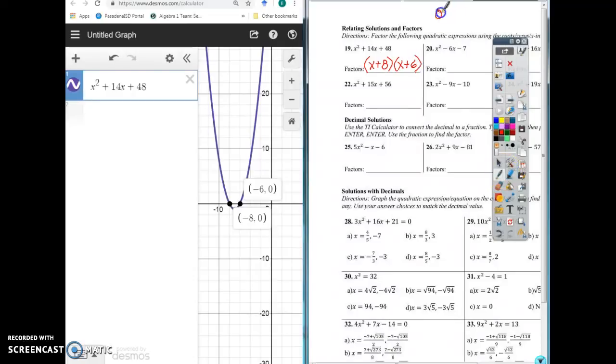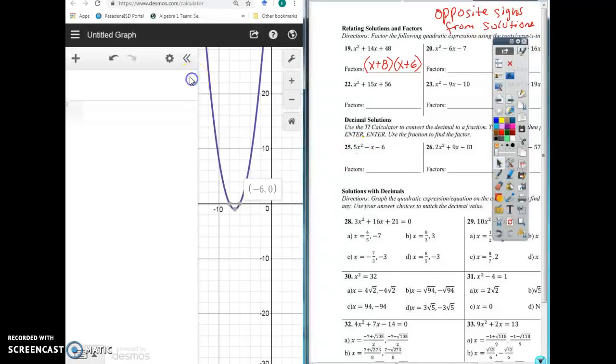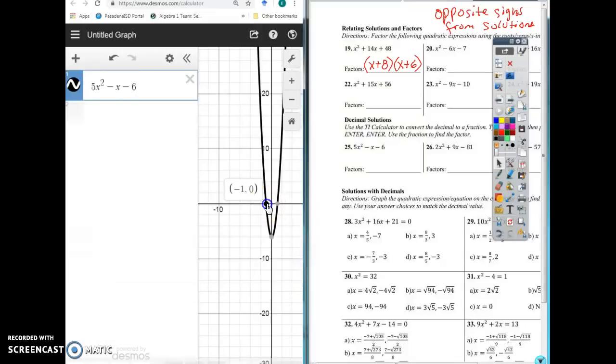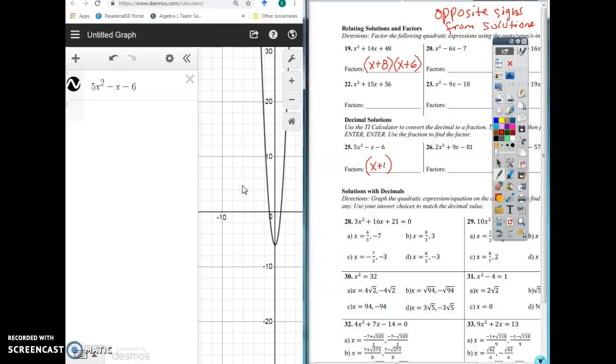Opposite signs from solutions. Okay? Let's try another one. Let's try this one. So I have 5x squared minus x minus 6. One is negative 1. The other one is 1.2. So one of the factors is x plus 1.